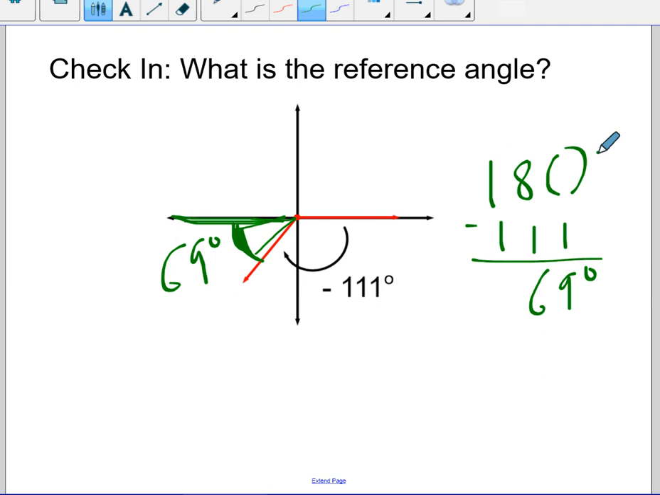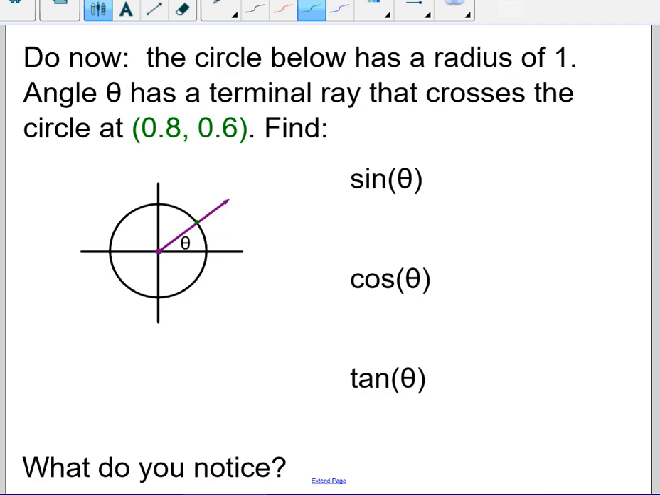I know that this 111 is negative, so we might be saying, why aren't we doing minus negative 111? We're talking now about absolute values. We're not worried about the negative or positive. We're just looking at the distance here, and distance is always a positive measure. So this distance from this terminal ray to the x-axis is going to be 69 degrees. So the reference angle is positive 69 degrees, even though if we're going clockwise around the axes, we know that that means that we're looking at negative angles in terms of direction. So reference angles are always positive.